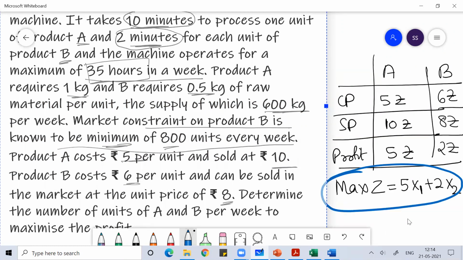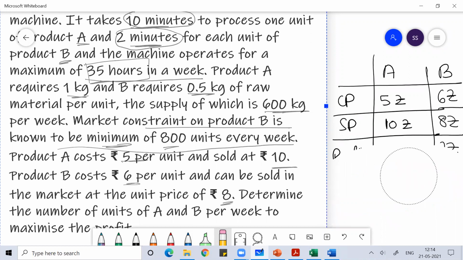Let me assume I manufacture X1 units of product A and X2 units of product B. Then on 1 unit of product A, if I'm getting 5 rupees profit, and on 1 unit of product B, if I'm getting 2 rupees profit, then the maximum profit I can get would be 5x1 + 2x2. I hope you people are understanding.